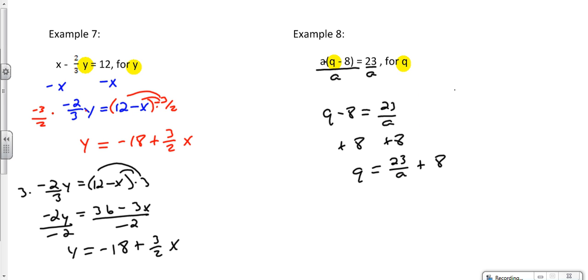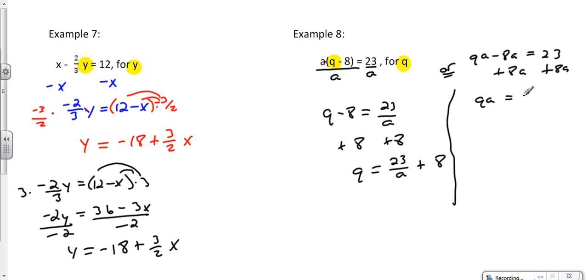The only other option you could have, again, I'm kind of showing you some choices. You could distribute first if you wanted to. If you distributed the a, you'd get qa minus 8a equals 23. We're solving for q. Got to remember where that is. So here I could add 8a and get qa equals 23 plus 8a.